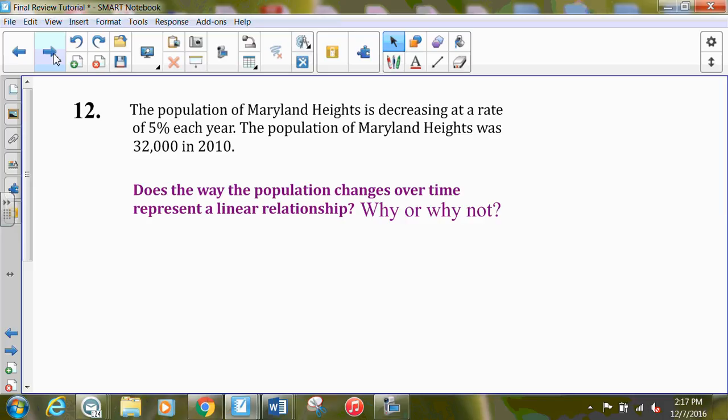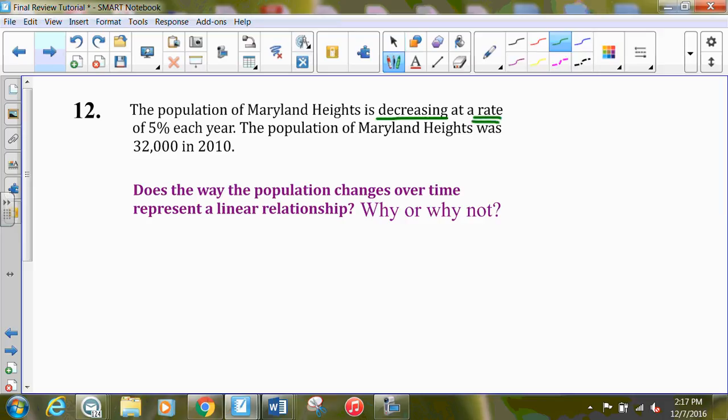Okay, the population of Maryland Heights is decreasing at a rate of 5% each year. The population of Maryland Heights was 32,000 in 2010. Does the way the population changes over time represent a linear relationship? Why or why not? Okay, now here's what's tricky about this one. We see a rate, right?